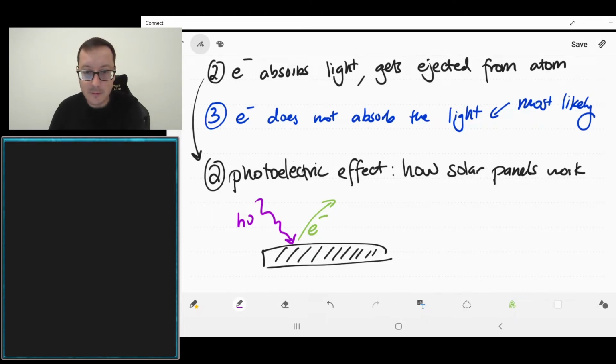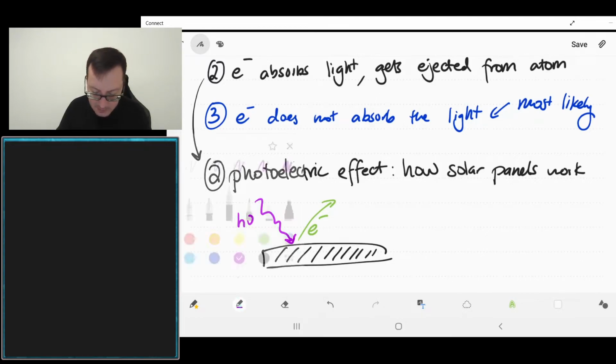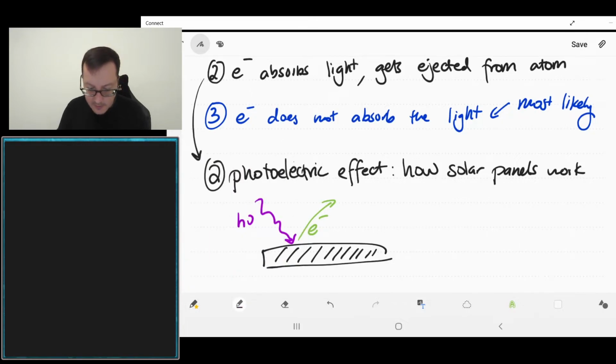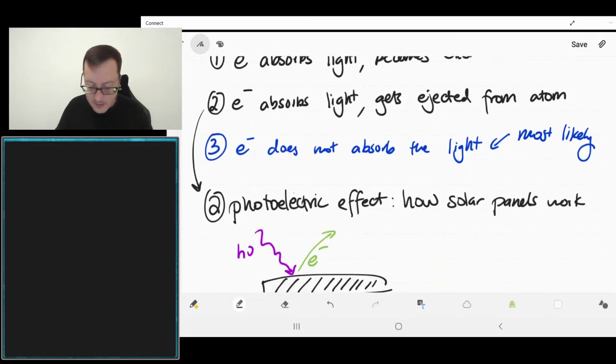And so that's just something that could happen. It's something that solar panels happen to undergo. Typically, this is the case with metals, by the way. But that's all right. Let's look at scenarios 1 and 3.